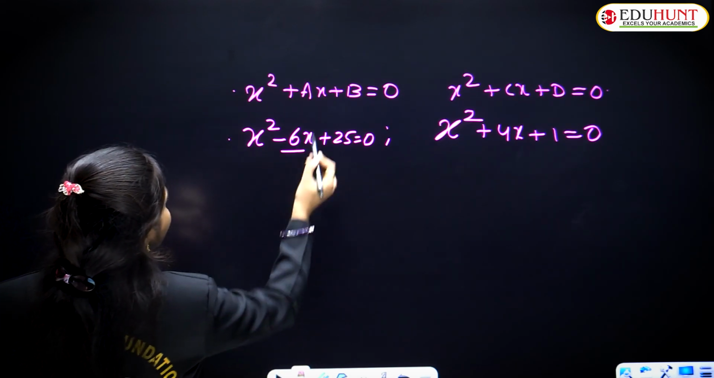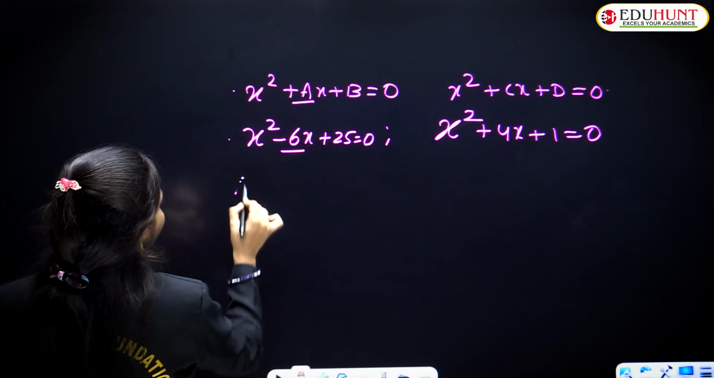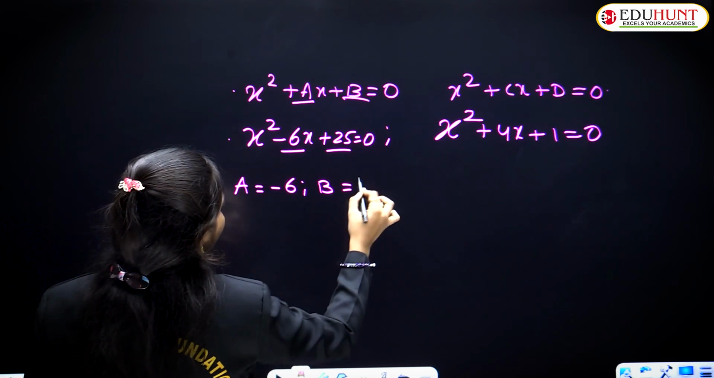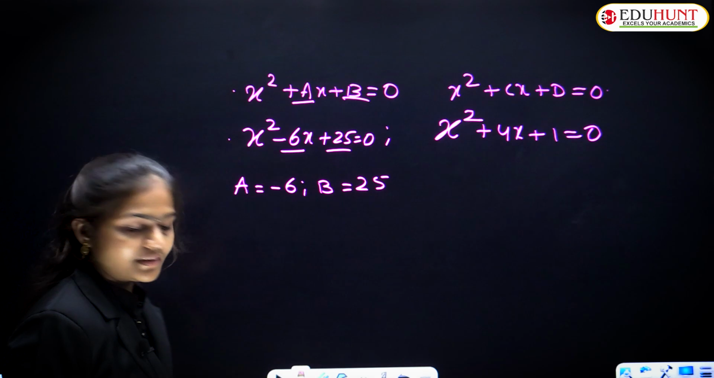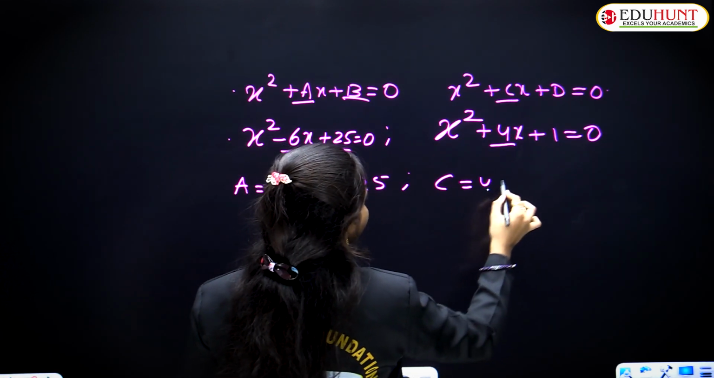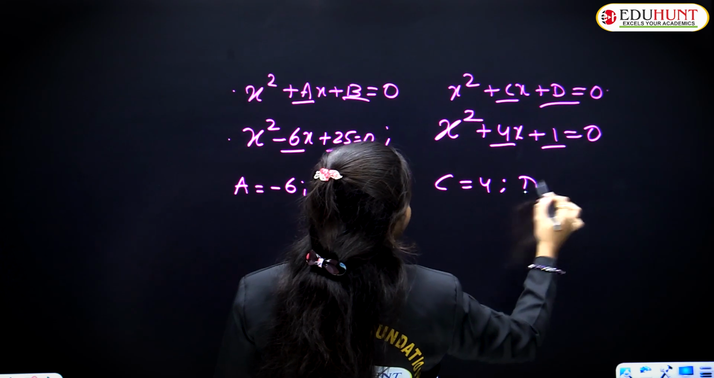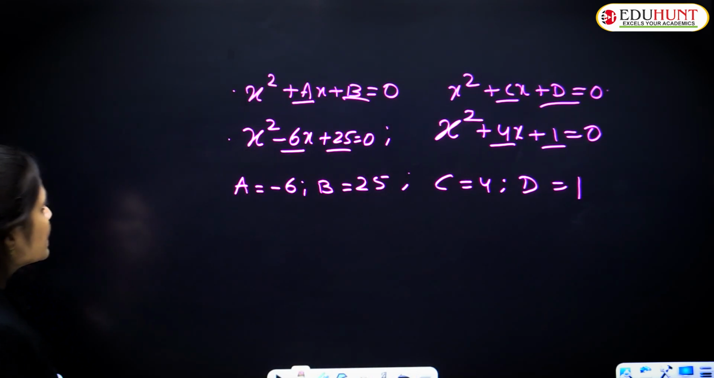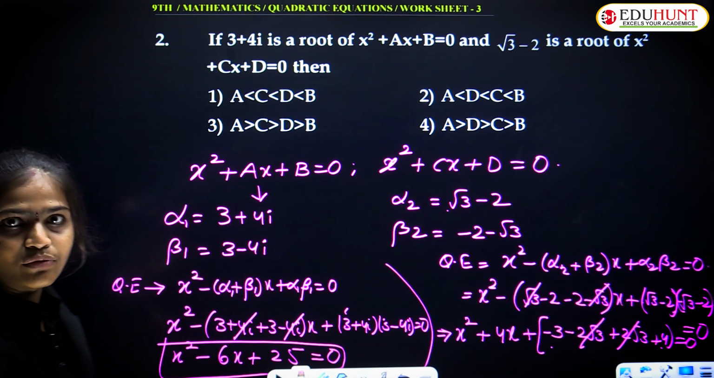Here, at the place of A, minus 6 is there, and B, so B is equal to 25. Clear? Next, here compare these two. C is equal to 4. D is equal to 1. Understand? Now what they asked me here is we have to arrange in order, any one of the orders.